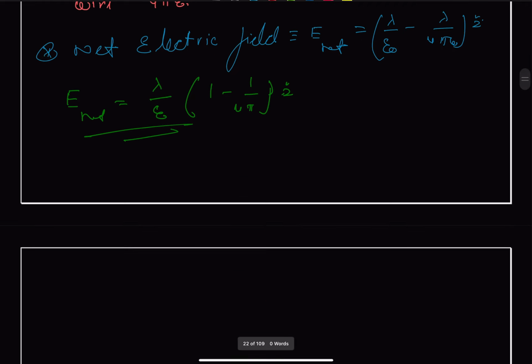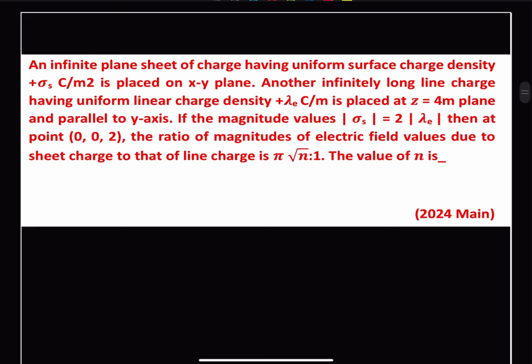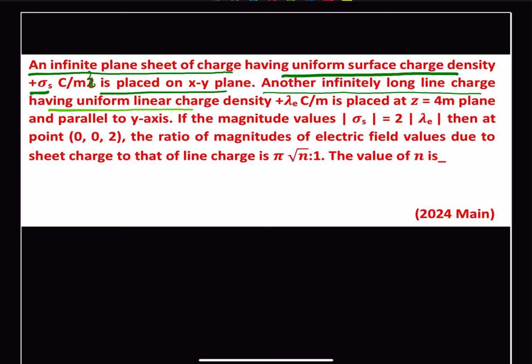Next question. It states that an infinite plane sheet of charge having a uniform surface charge density of sigma s, this should be coulomb per centimeter square, is placed in xy plane. Another infinite long line charge having uniform linear charge density plus lambda e is placed at z is equal to 4 meter plane and parallel to y-axis.